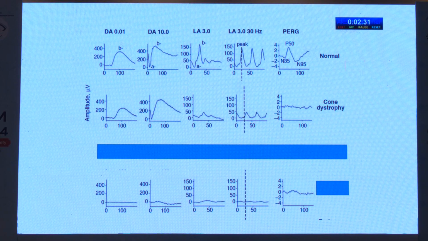This is a 14-year-old boy, but if you follow him up, some of these patients later in life develop rod dysfunction also. This ERG graph is after 10 to 15 years, and here you see flat waveforms in the dark adapted state also, that is, the rods are also malfunctioning. So finally, this patient has progressed from cone dystrophy to rod cone dystrophy.